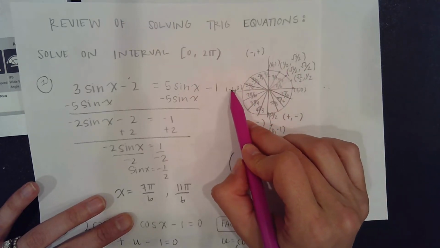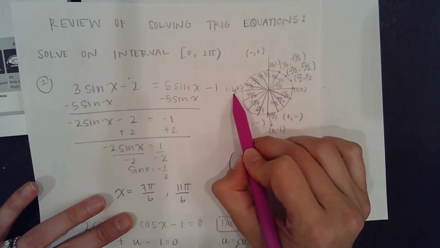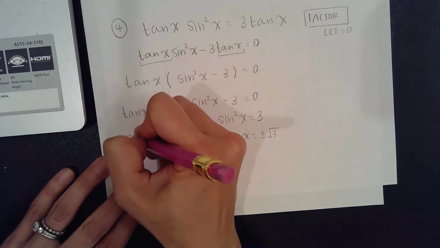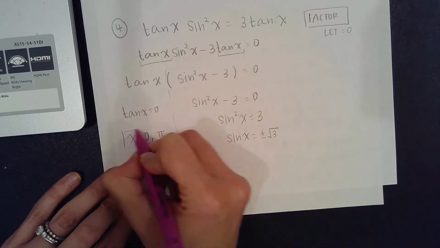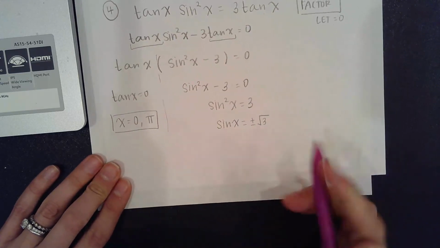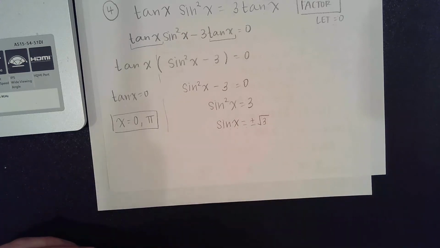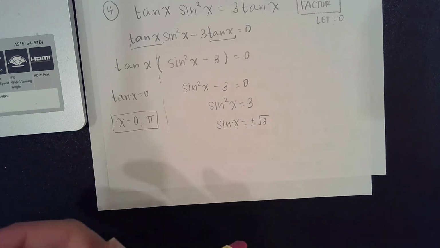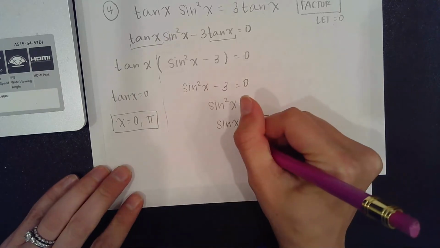And then what about here? Y over 0, so that would give you a 0 as well. So at 0 and pi, tangent will be equal to 0. Okay, then we have sine of x equal to plus or minus square root of 3. So is that on the unit circle anywhere? That does not exist. It cannot be greater than 1 or less than negative 1. So this does not exist.